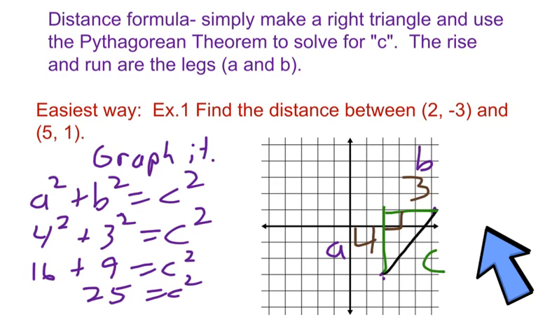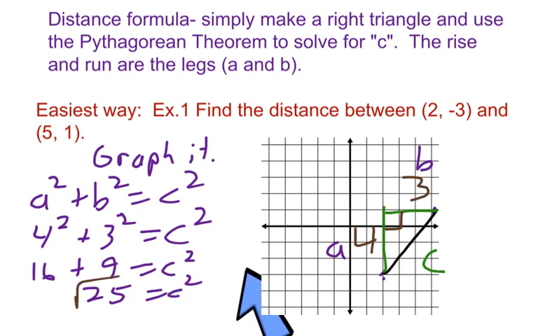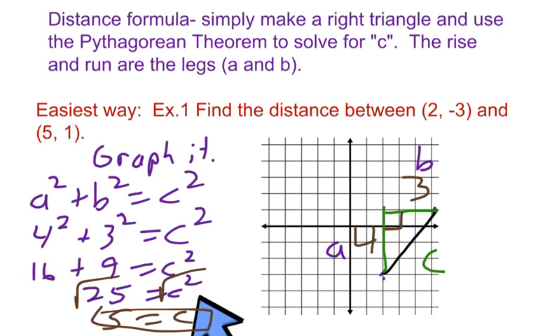And our last step, the inverse of squaring something is taking the square root. So let's square root both sides. Whatever you do to one side, do to the other. Square root of 25. What times itself gives us 25? That would be 5. So 5 is C. And you can always double check your C. That distance should always be greater than the 2 legs that you started with, the 3 and the 4.